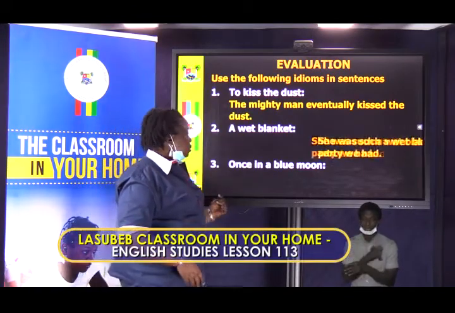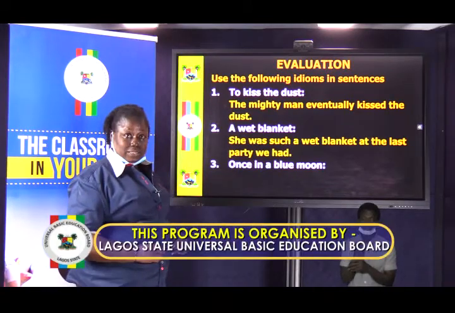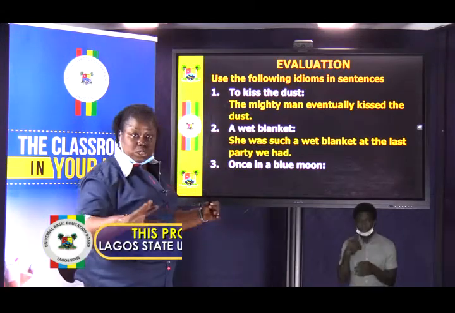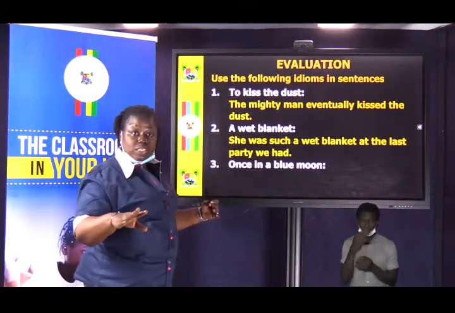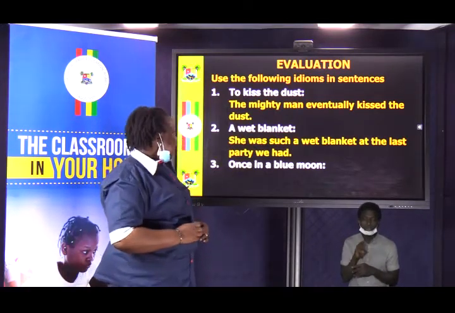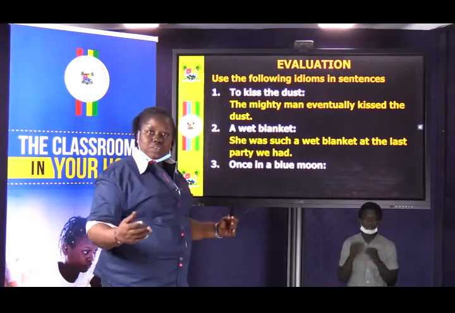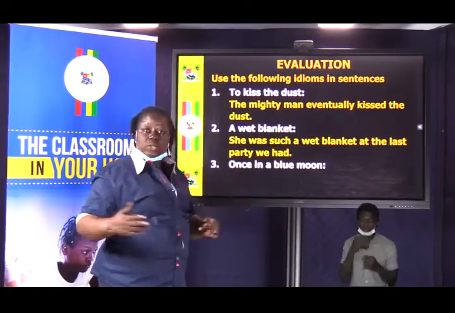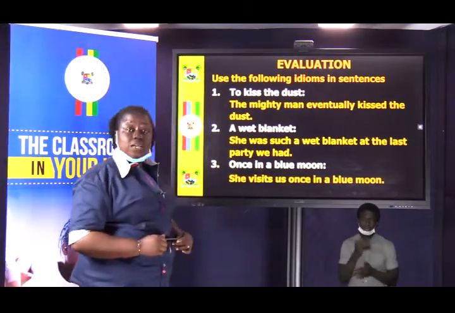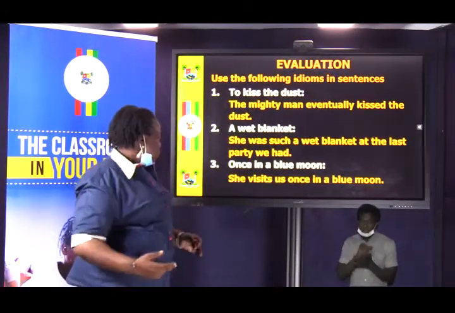A wet blanket. She was such a wet blanket at the last party we had. Don't forget, we said a wet blanket refers to someone who is fond of discouraging people. So she was such a wet blanket at the last party we had. If your sentence is able to express the fact that somebody is discouraging someone, then you're right. Lastly, once in a blue moon. That is something that does not occur all the time.